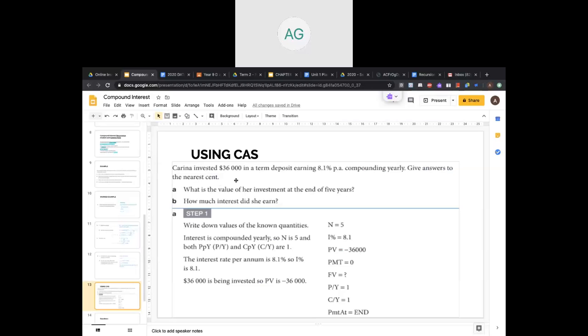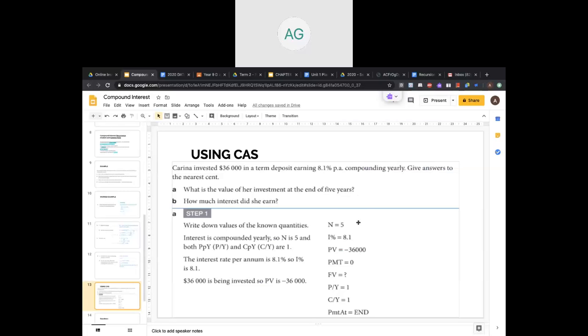So Karina invested $36,000 in a term deposit, earning 8.1% per annum compounded yearly. So that's the interest rate she is getting. Give answers to the nearest cent. What is the value of her investment at the end of 5 years? So end of 5 years, you need to find the future value. So FV is the future value.